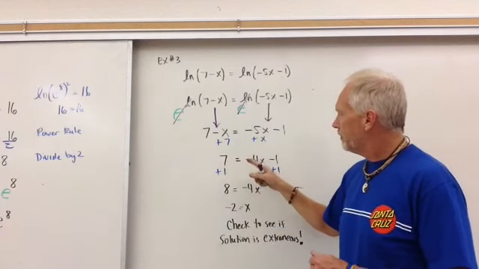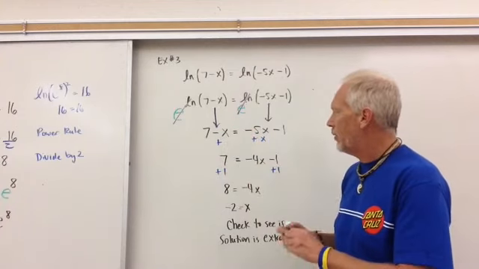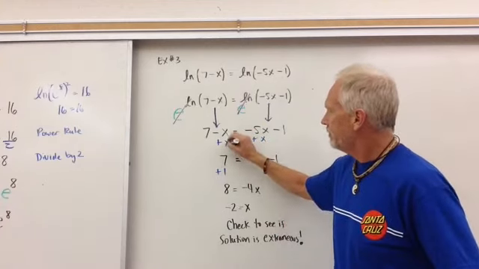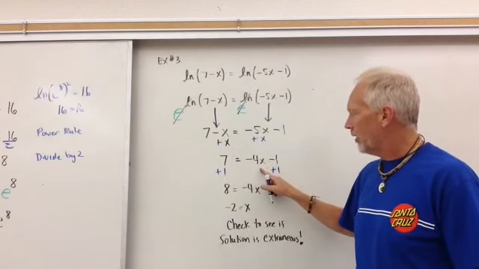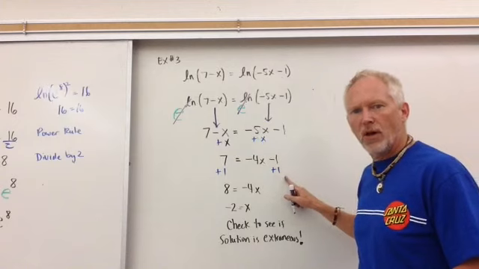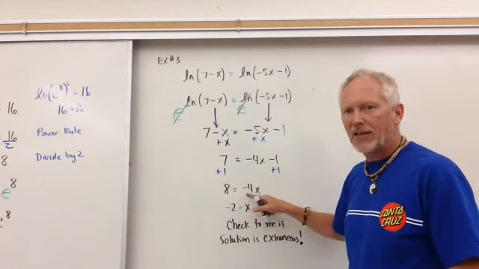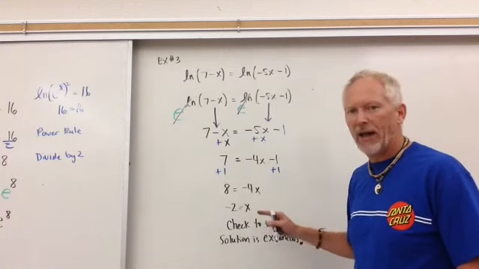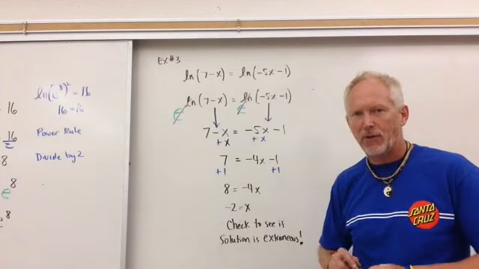We add an x to both sides. We add this x, add an x, and we get negative 4x over here. I'm going to take this 1 and add 1 to both sides. We get 7 plus 1 is 8. 8 equals negative 4x. And after we divide, we get x is equal to negative 2.